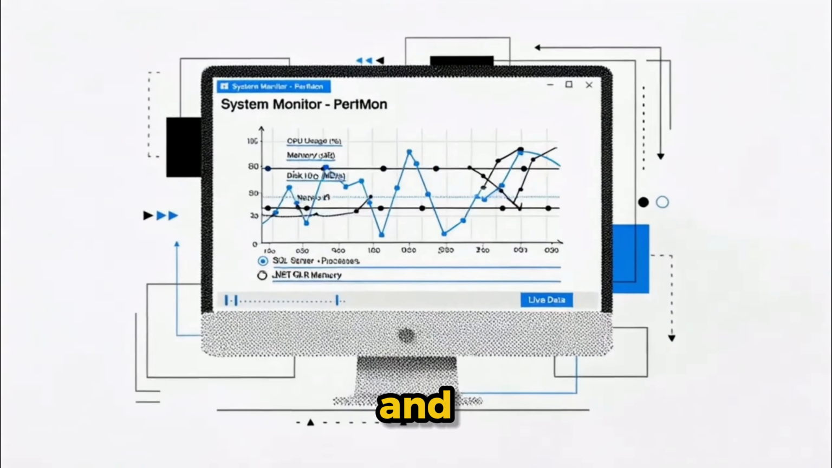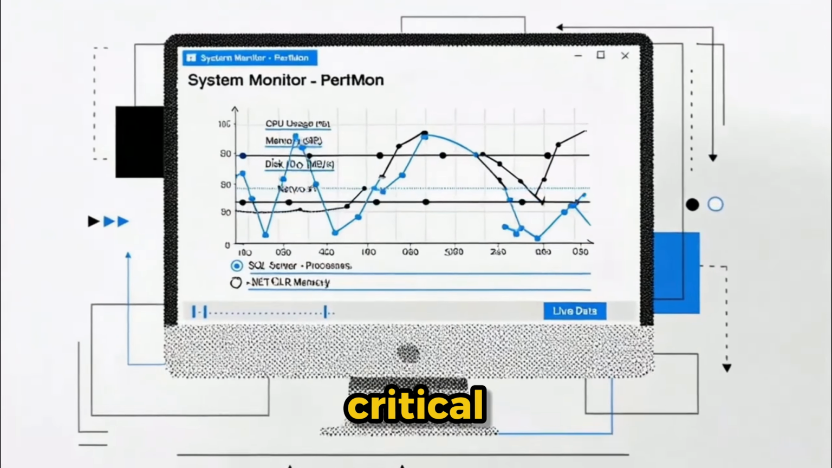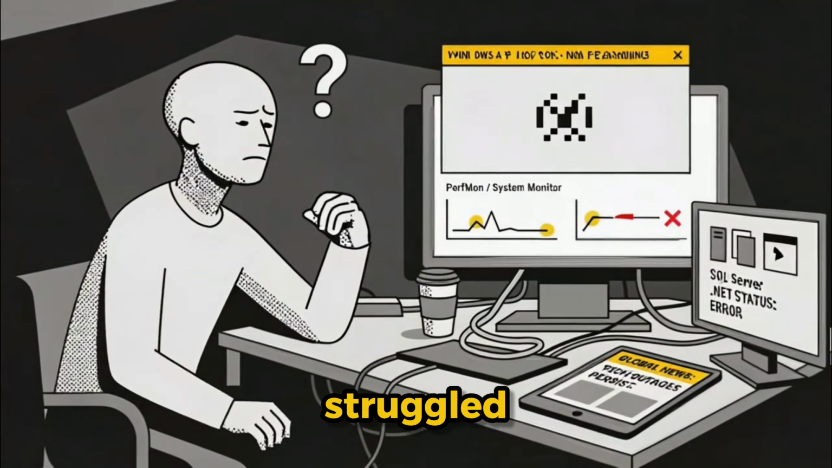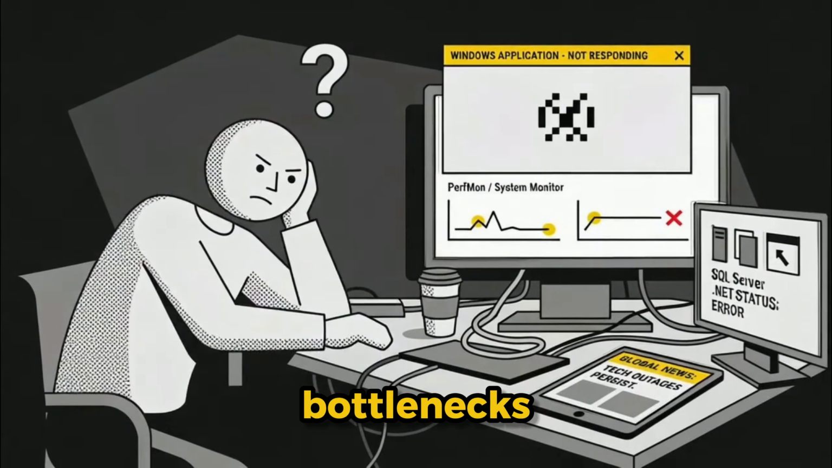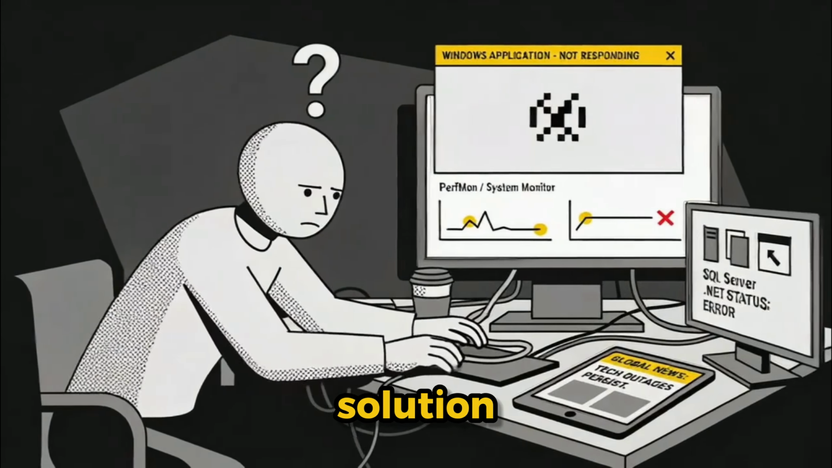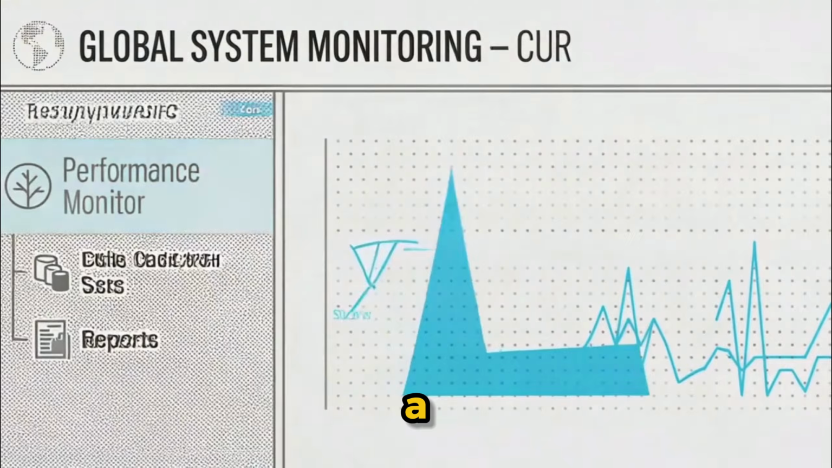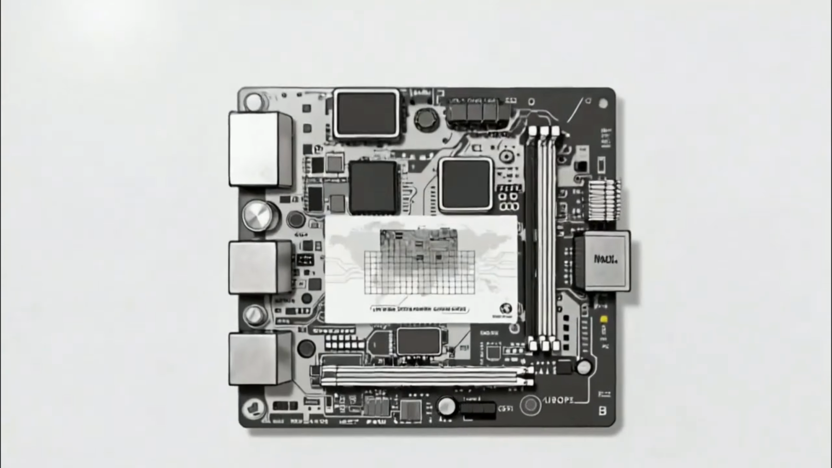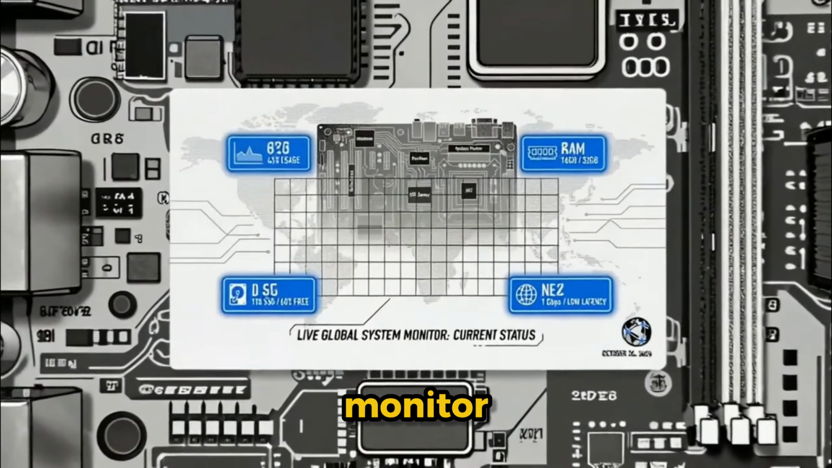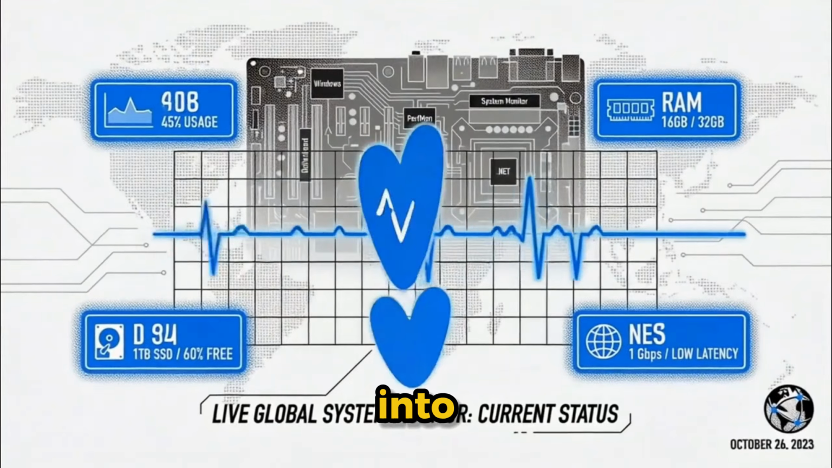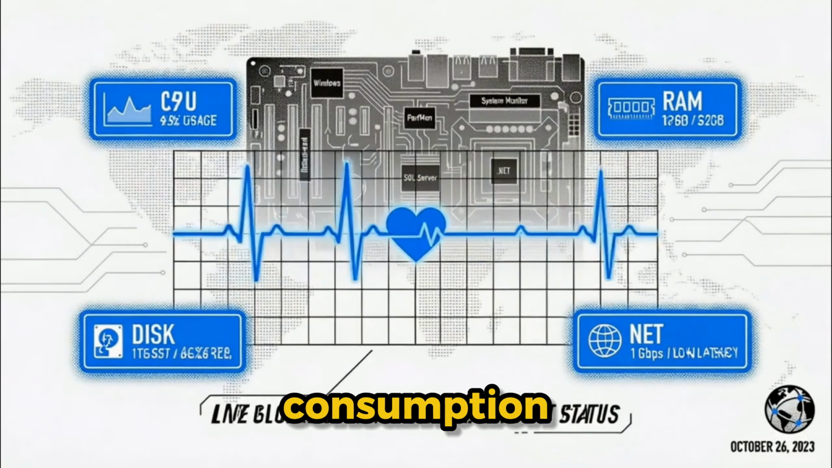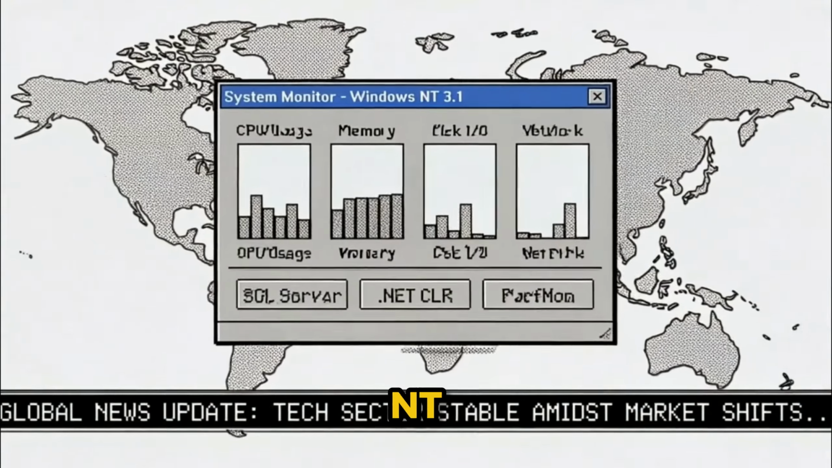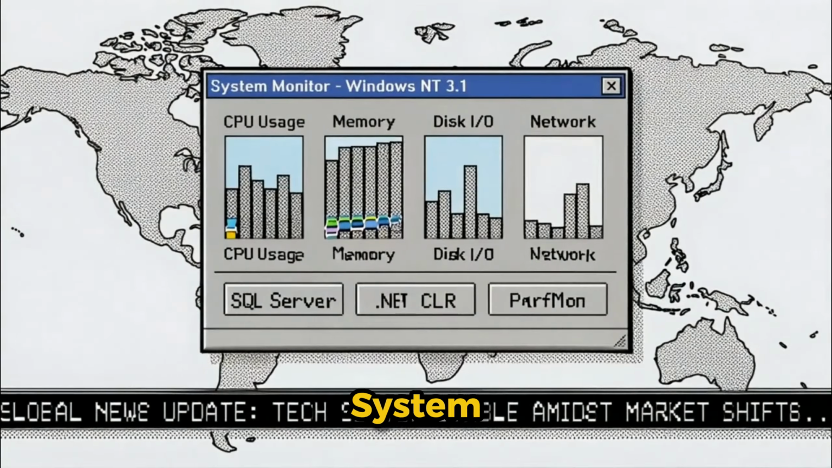Hey everyone, and welcome. Today we're diving into a critical tool for performance testing and engineering, PerfMon. If you've ever struggled with system slowdowns or bottlenecks, PerfMon is your solution. Short for Performance Monitor, it's a built-in Windows tool that tracks and analyzes system performance in real time. Think of it as your system's vital signs monitor, providing detailed insights into CPU usage, memory consumption, disk activity, and network traffic. It's been around since Windows NT 3.1, originally known as System Monitor.